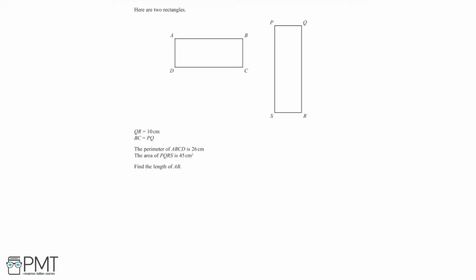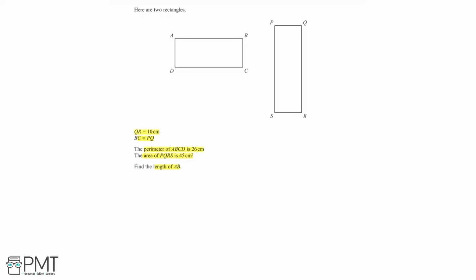In this question, we're given 2 rectangles. We have rectangle ABCD and PQRS. We're told that length QR is equal to 10 cm, and that the length BC is equal to length PQ. The perimeter of ABCD is equal to 26 cm, and the area of PQRS is equal to 45 cm squared. We need to work out the length of AB.